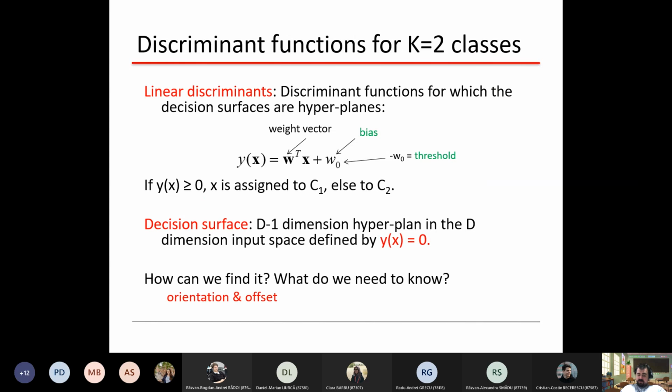So, as I told you, we'll start with discriminant functions, and first of all, we'll talk about two classes, because this is the easiest classification task. So first, we'll talk about linear discriminants. Linear discriminants are discriminant functions for which the decision surfaces are hyperplanes. So we have y of x equal to w transpose x plus w0, and w0 is called the bias. W transpose is the weight vector, and also minus w0 is called the threshold. Do you know why?